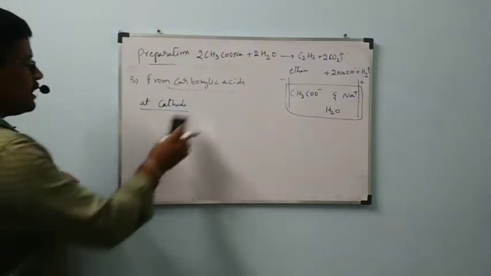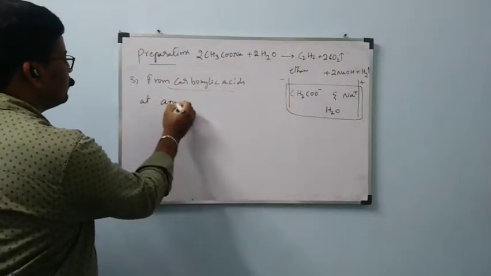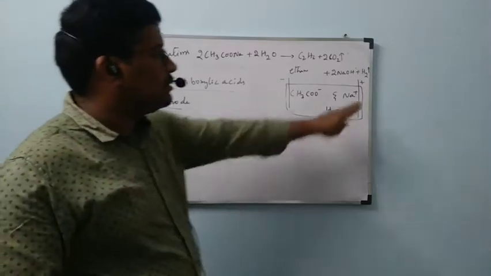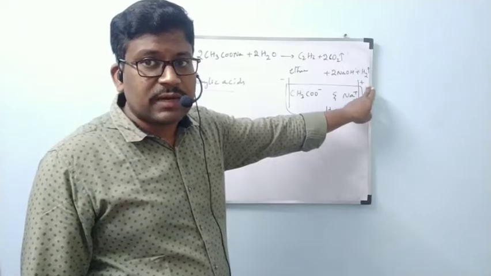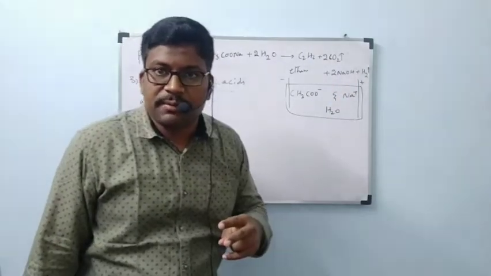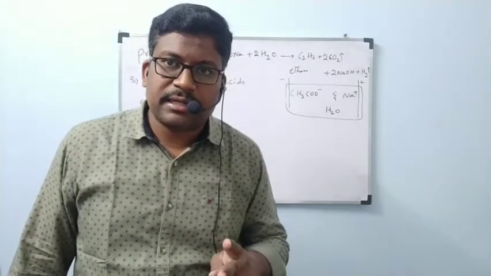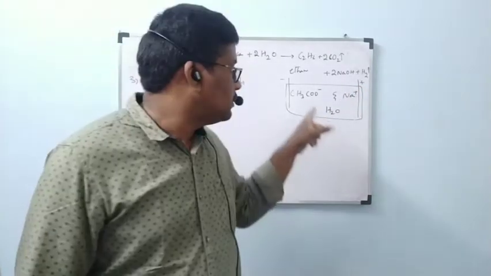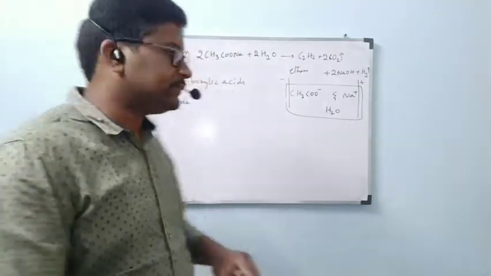Okay, before that I will explain first at the anode. Let us take the anode. The anode contains which charge electrode? Positive charge electrode. A positive charge electrode will attract which ions? Negative ions, because opposite charges will be attracted. Correct? So the positive charged electrode will attract the negative charge ion, that is the CH3COO minus ion.